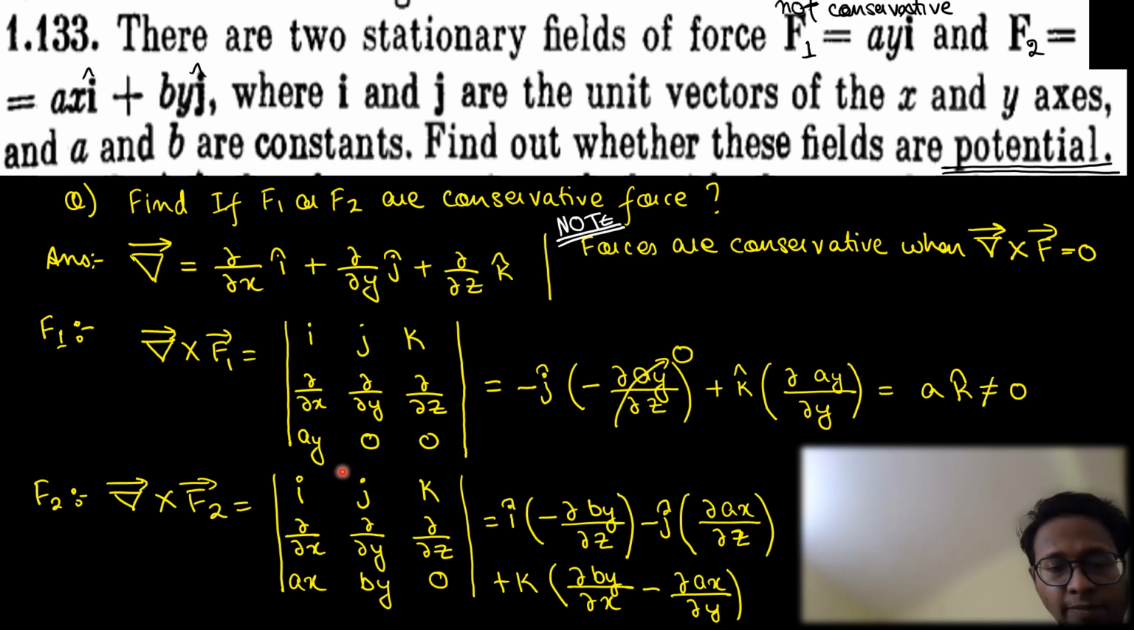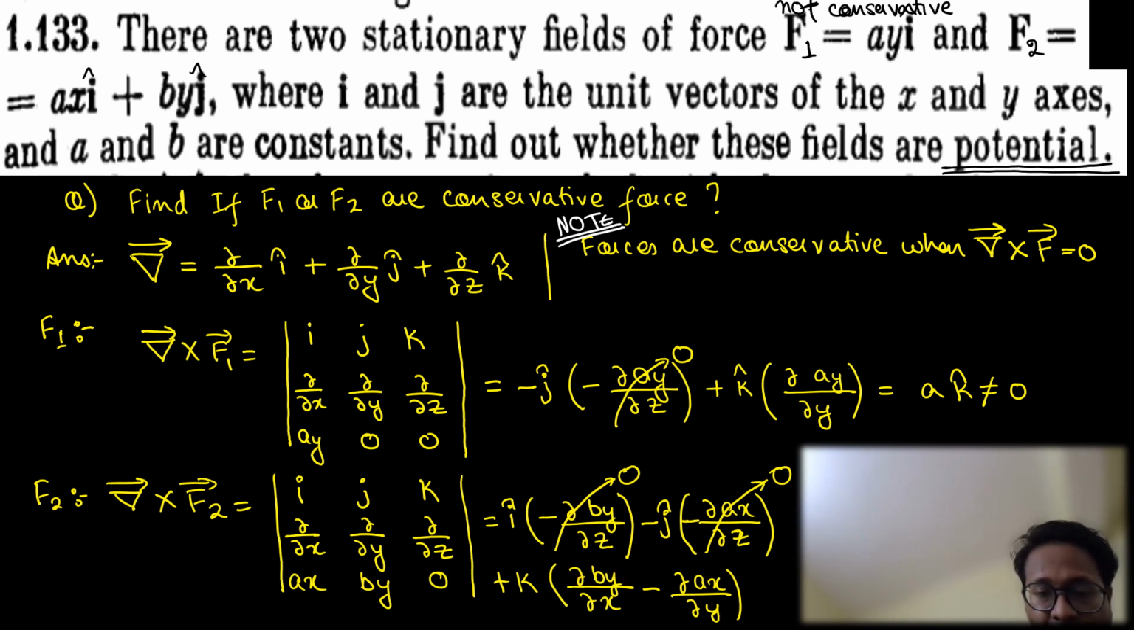When I solve the determinant, i cap into d, 0 multiplied by anything is 0, minus of d by dz, minus j cap, minus of dAx by dz, plus k cap, cross multiply d by dx minus dAx by dy. There is no term of z here, so this differentiation is already 0. There is no term of z here, so this one is 0. There is no term of x here, so this one is 0. There is no term of y here, so this one is 0. So the curl of F2 is nothing but 0.